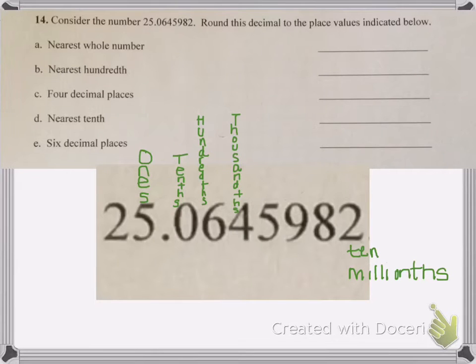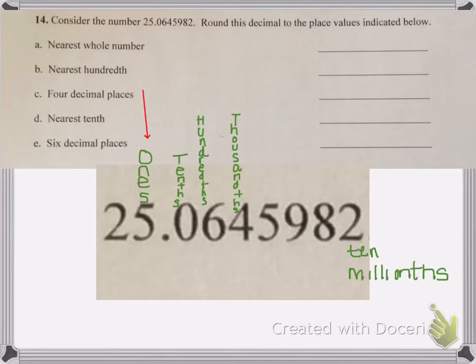In this problem, we have to take this given decimal number and round it to several different place values. Now, at first glance, we might call this number 25.0645982. But if we really want to be accurate, we would name this number using the place values. You can see that I have labeled some of the place values here.